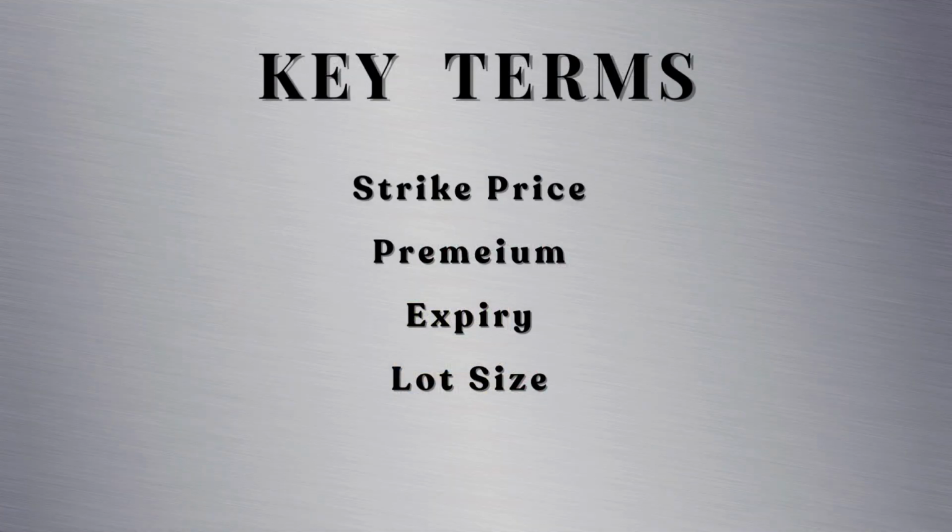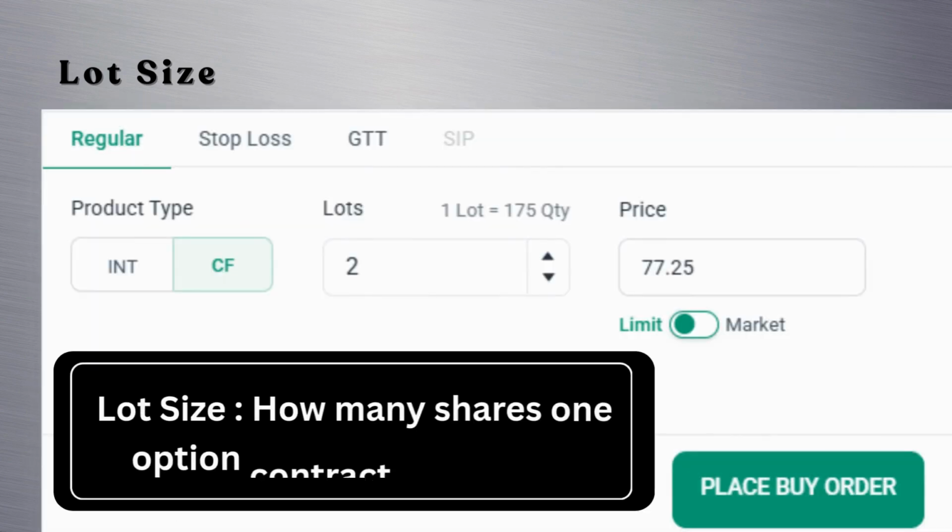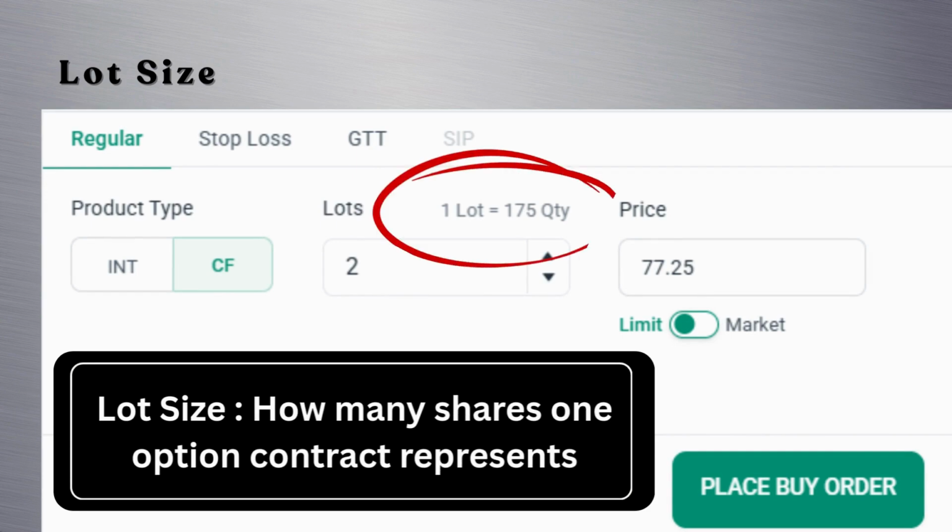Now let us clearly understand lot size. Lot size defines how many shares one option contract represents. In this case, lot size is 175. All premium and profit calculations must be multiplied by 175.